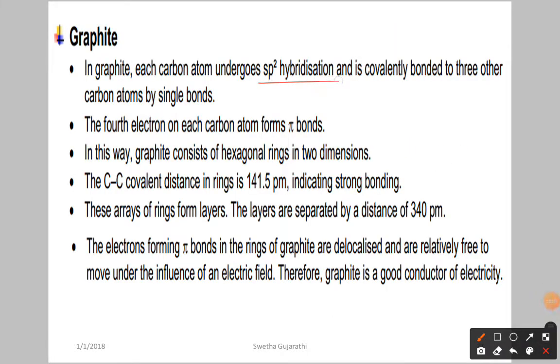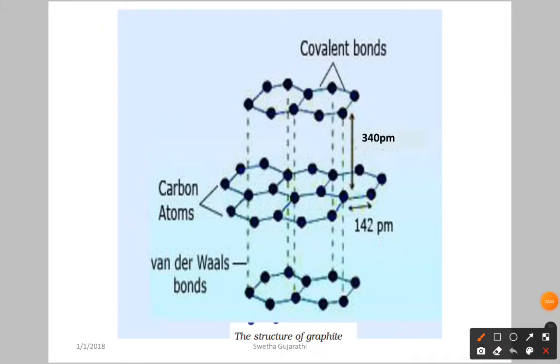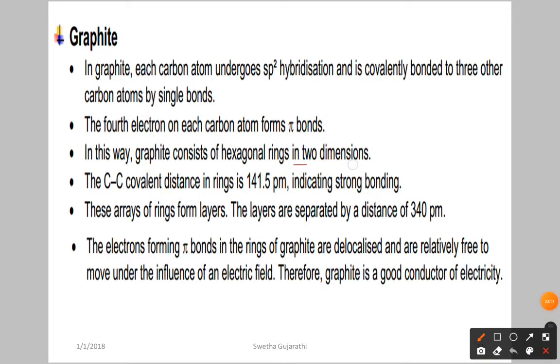Here you can see sp2 hybridization, and each carbon is covalently bonded to others by single bonds. The sp2 orbitals give 3 sigma bonds. The fourth electron on each carbon atom is used for the pi bond. We already discussed that we have one unhybridized orbital that forms the pi bond. In this way, graphite consists of hexagonal rings in two-dimensional form. Here you can see the hexagonal rings, six carbons each. Like this we have hexagonal rings forming layer structures, in two dimensions.